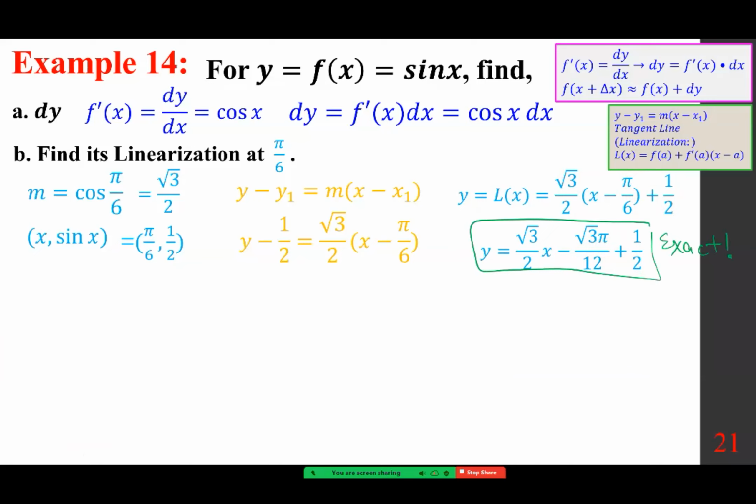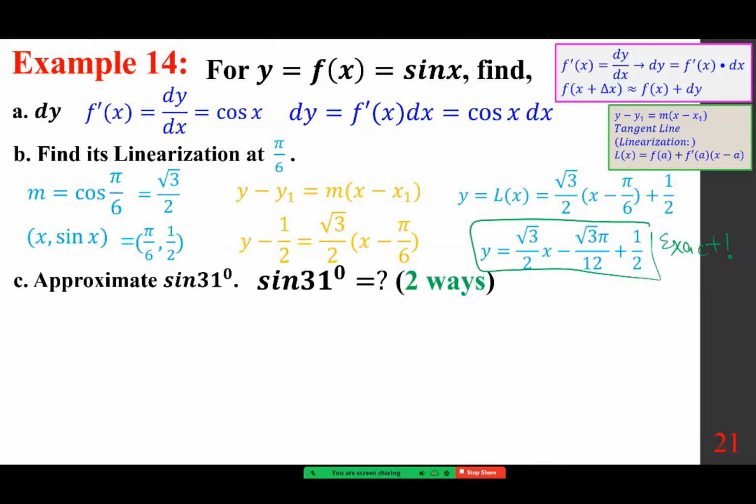Okay. Now, they want us to approximate 31 degrees. That means what is sine of 31 degrees? And I'm going to use two ways to show you. I'm going to use the differential and I'm going to use the linearization because we have both of them now. We've done all of them, so we are ready for that. It is important to know we have to use radians. So sine of 31 degrees: 30 degrees is pi over 6 and 1 degree is pi over 180. You have to go that route.